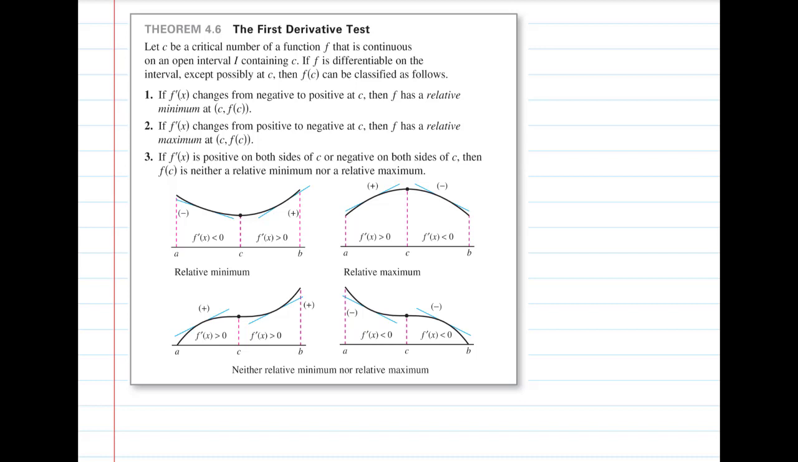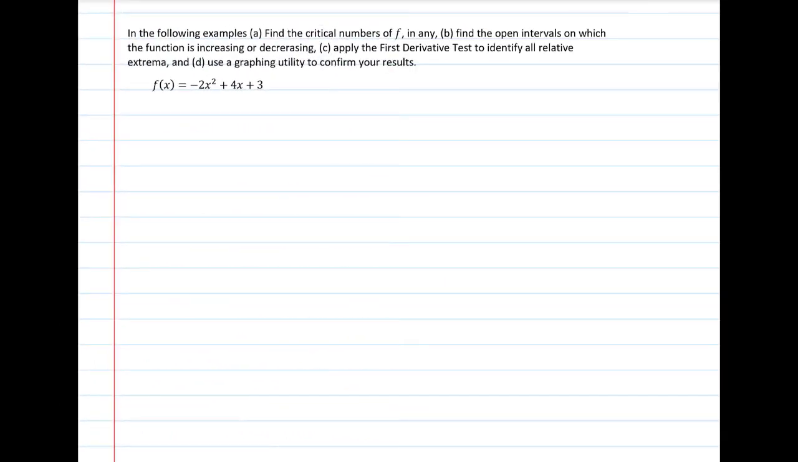If the derivative of the function, in other words f prime of x, changes from negative to positive at c, then we have a relative minimum at that point, c comma f of c. If the derivative changes from positive to negative, then we're going to have a relative maximum. Now, if the derivative goes from positive to positive when it goes through that point c, or negative to negative, then f of c is neither a relative min nor a relative max.